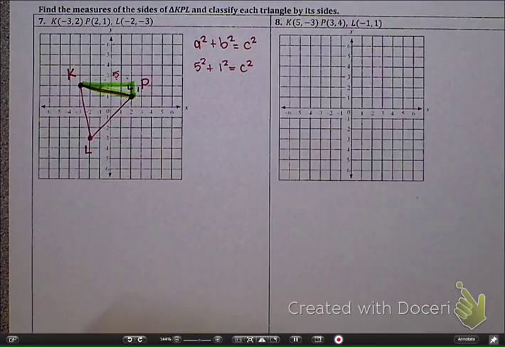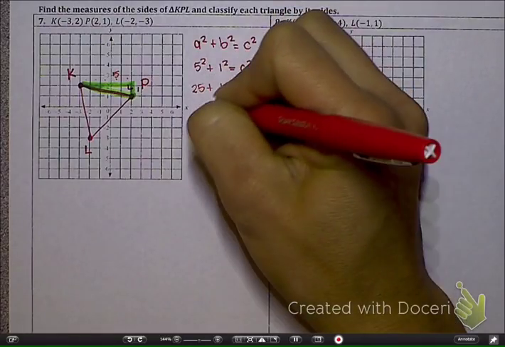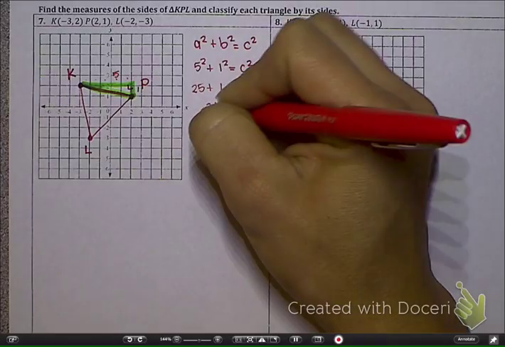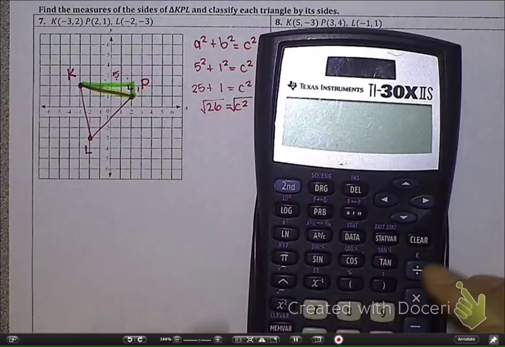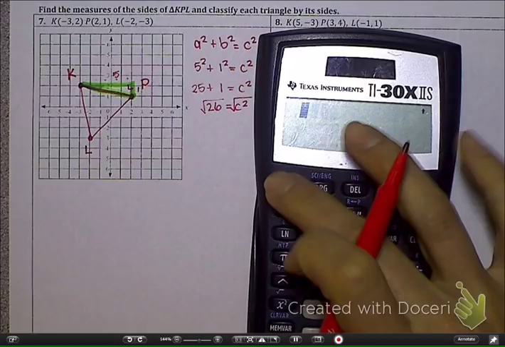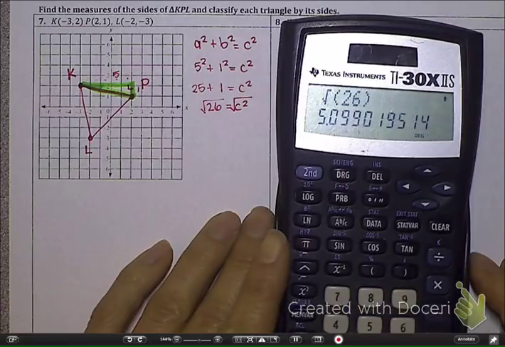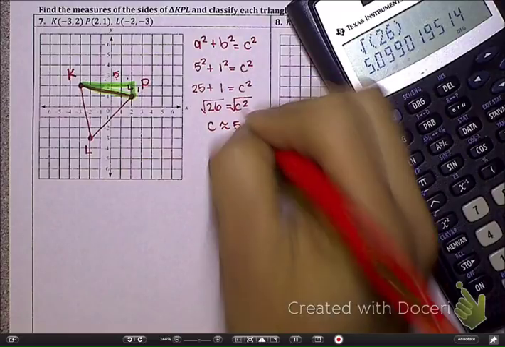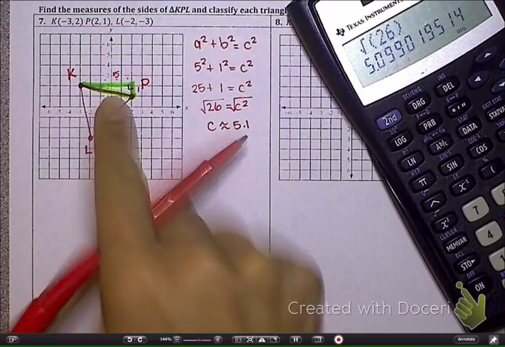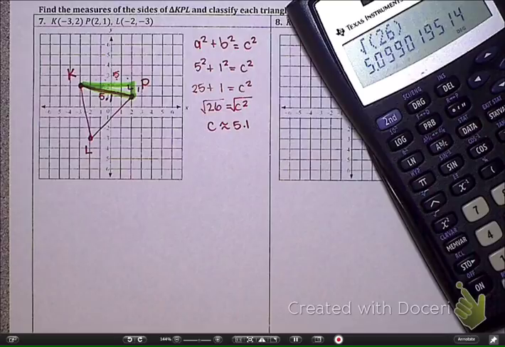And I'm going to solve this. If you want, you can just plug this number into your calculator and round it to the tenths place. I'm getting about 5.1. So this side right here, its length is about 5.1. So now I know the length of that side. Does that make sense? Okay.